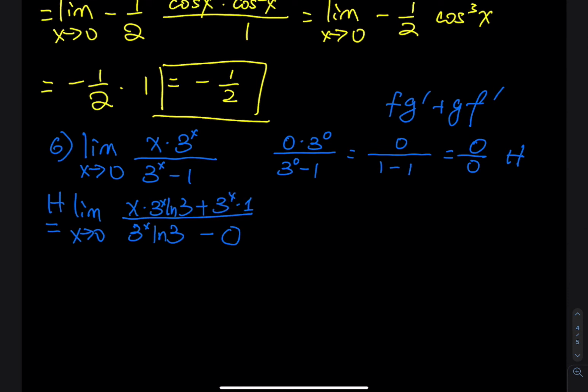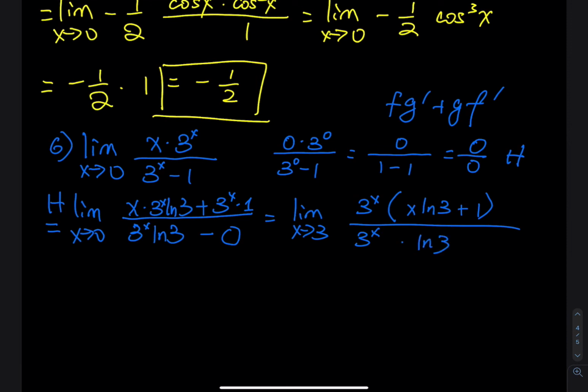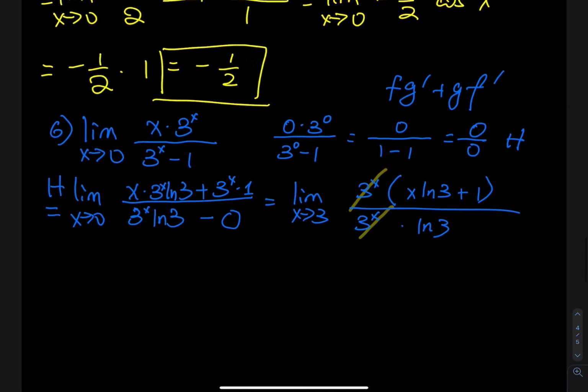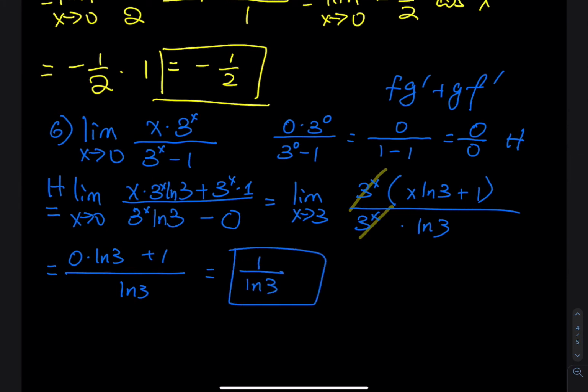And then what we can do is, I am going to factor out the 3 to the x. So we have x times ln 3 plus 1 divided by 3 to the x times ln 3, right? So the 3 to the x got cancelled. And then, can we plug in? I think the answer is yes. 0 times ln 3 plus 1 divided by ln 3. So that is 1 divided by ln 3. You don't have to approximate that. So this is our final answer.